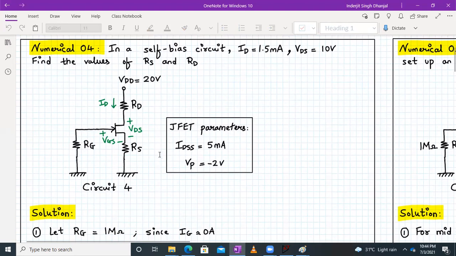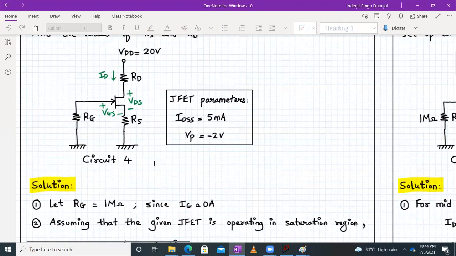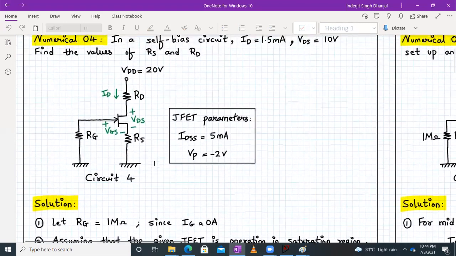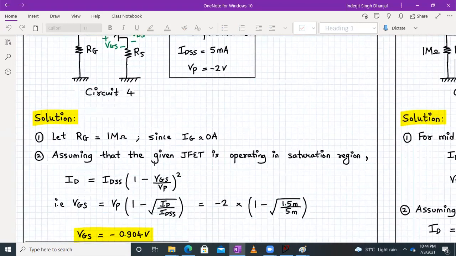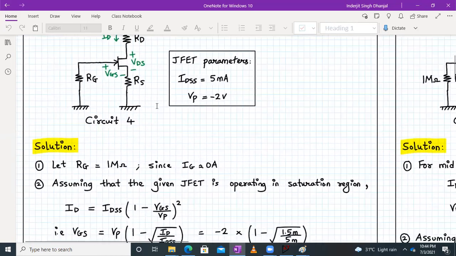The JFET parameters are IDSS and VP, 5 milliamperes and minus 2. So let us see how do we do that. Here the value of RG is not given. We assume the value of RG to be 1 mega, since the current IG is 0, so we have to select a higher value.